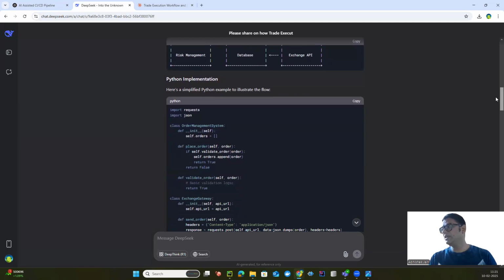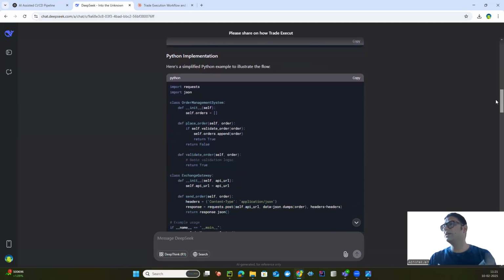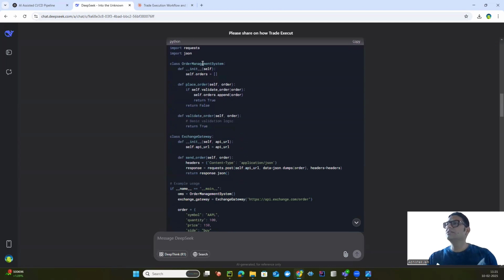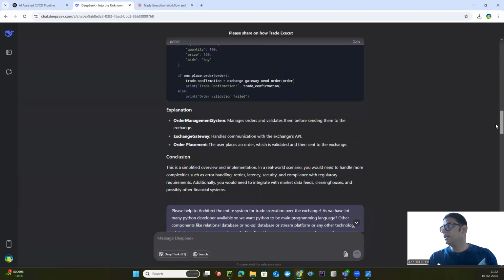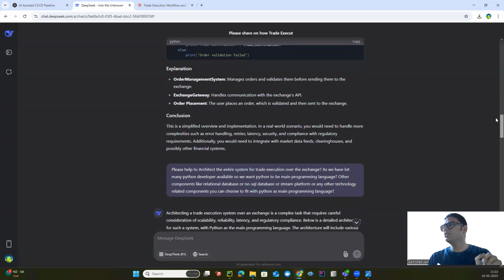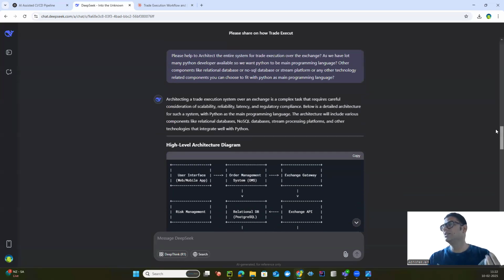And then DeepSeek, I didn't ask for any Python implementation, but still it provided code where it says classes, order management, where we have place order, validate order, then we have exchange gateway. But see, I haven't asked for any code to be shared with me. And then it gives the explanation of those classes. It's just a simple question which I asked, and I got this response.